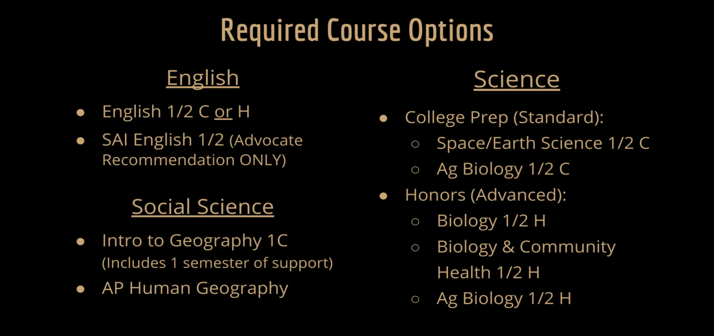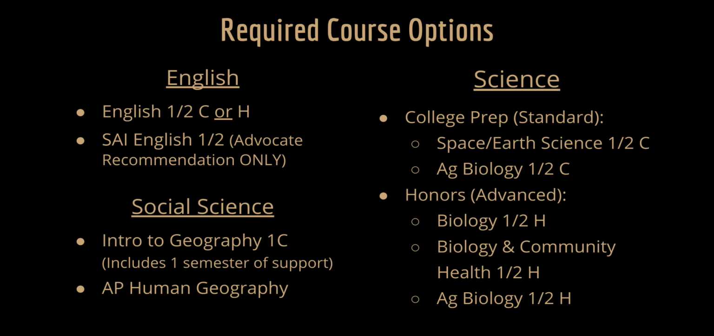Social science, you will take either an Introductory to Geography 1C course. This also includes a semester of academic support as well. Or you could take an AP Human Geography course. That was the one course I had mentioned that was available at the AP level. That course is year-long.